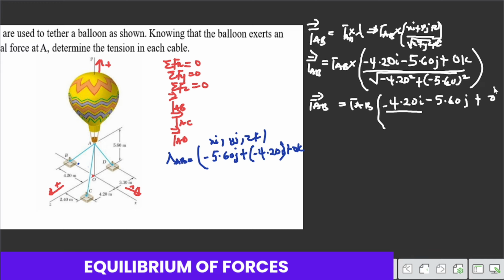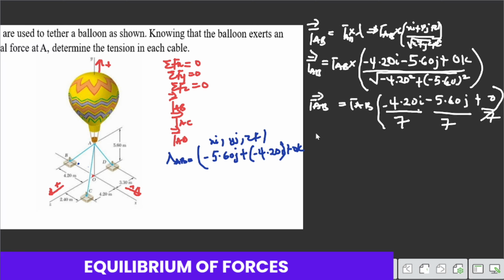Let me bring this bracket here so it does not confuse you. At this point, we're going to divide the whole of this by negative 4.20 squared, then minus, so we're going to have 7 here too as well. So yes, the whole of this is 7, the whole of this is going to be 7, and this one is going to be 7.